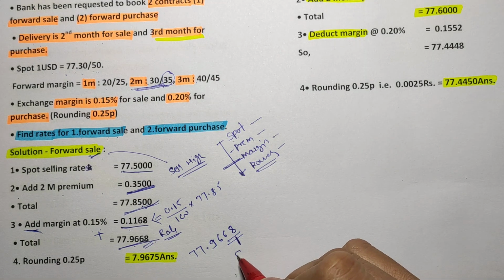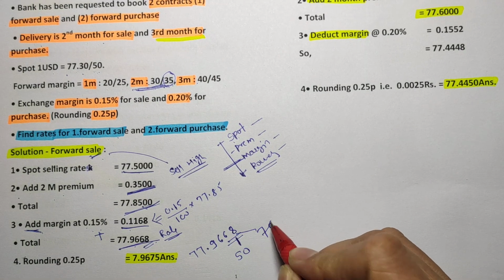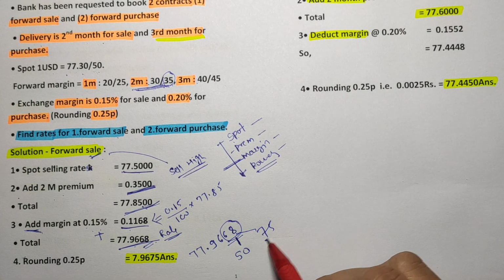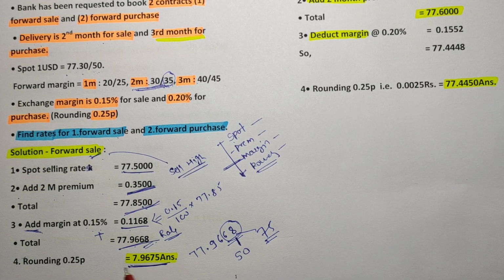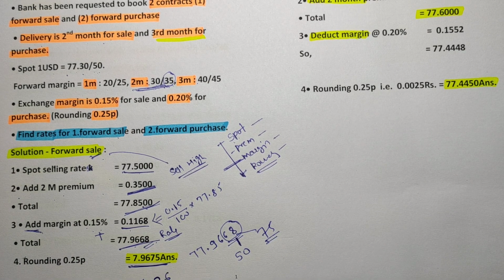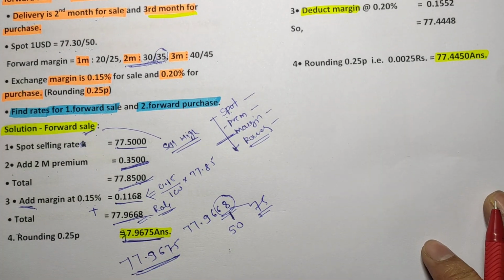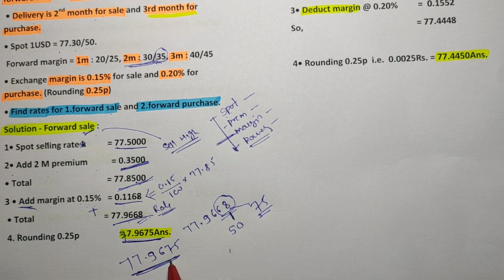It falls between 50 and 75. So 68 is nearest to which value? It is nearest to 75, so we will take 75. So our final answer for the selling will be 77.9675. 77.9675 will be your final answer. Okay, so in this fashion you have to solve.